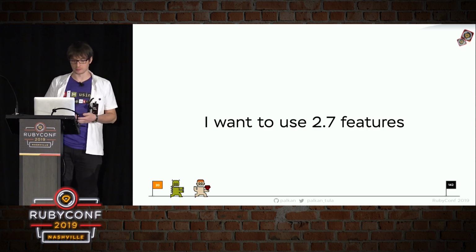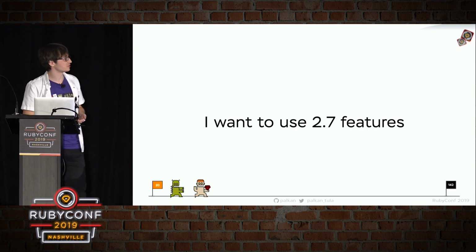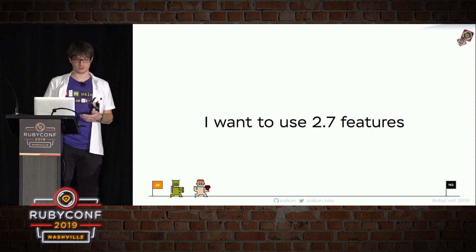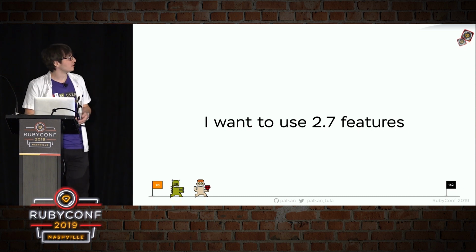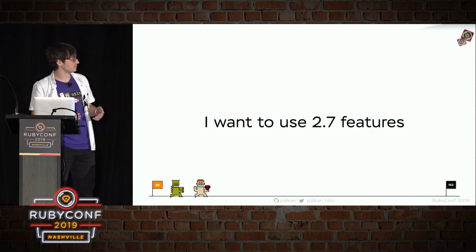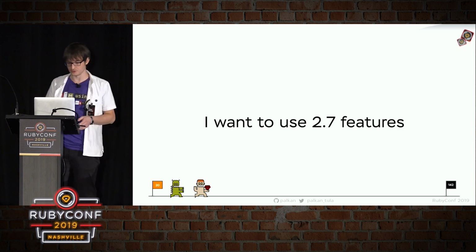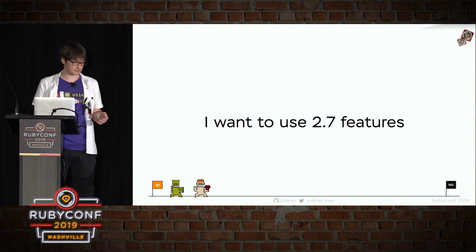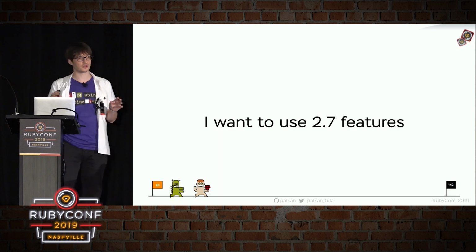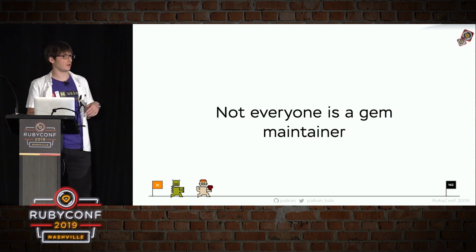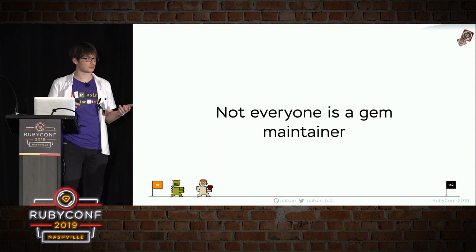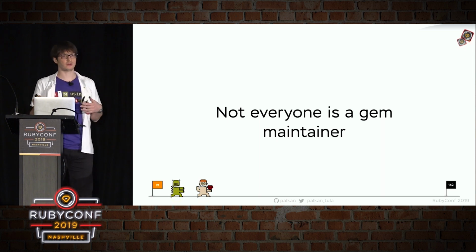But the problem is, I want to use 2.7 features. They're really good, and Matt told about them this morning, so we already know about these features. But I can't. So that's the first problem. It's a small problem because it only bothers me as a gem author. But not everyone here is a gem author.